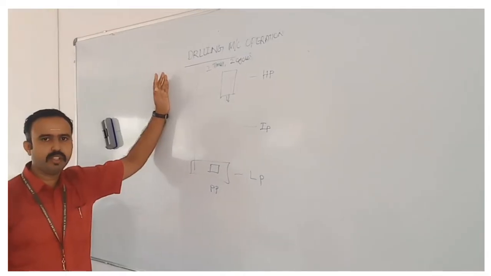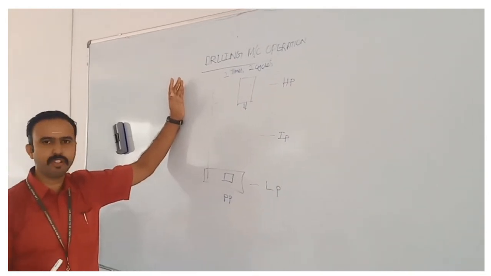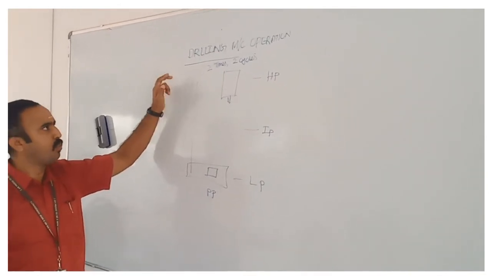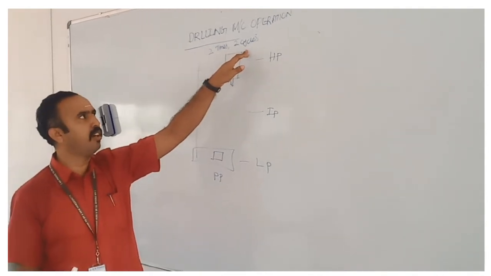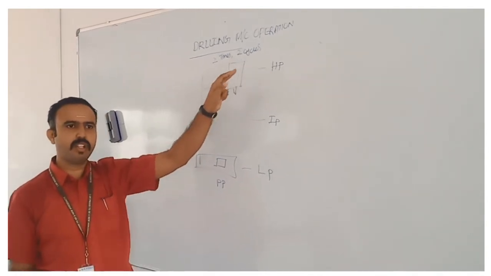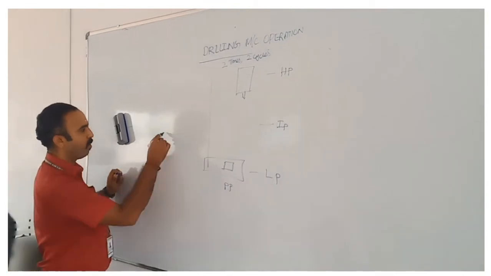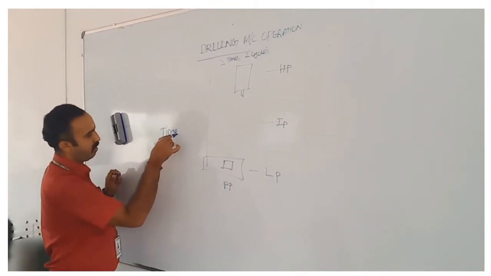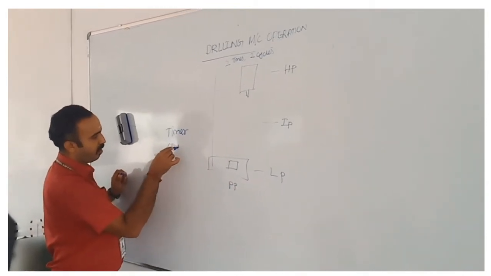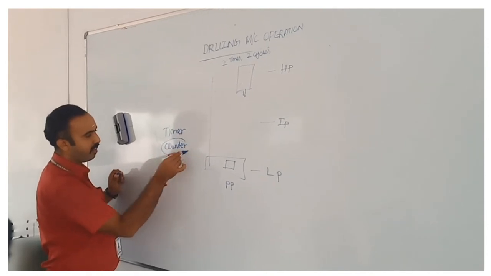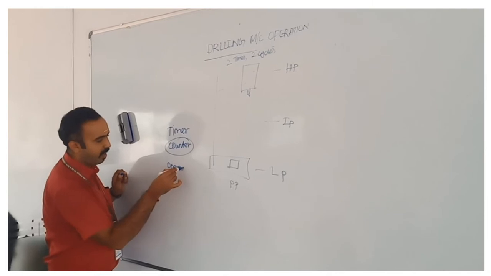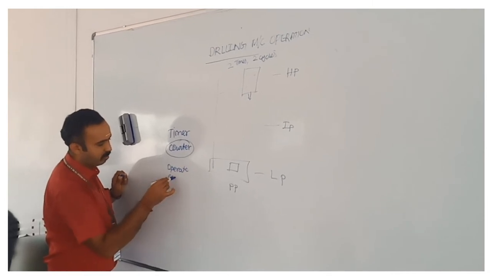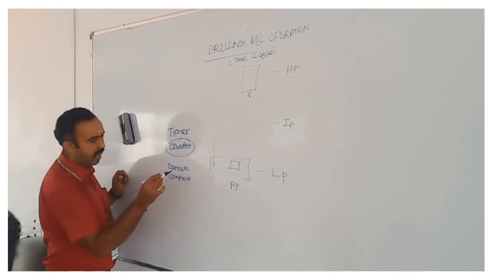So, introduction. Here we are going to see the drilling machine operation with drilling done twice, which can be done in 2 cycles. For that we are using 2 functional blocks. One is the timer, next one is the counter. The counter we are not using directly. Instead of that we are using the operate block and compare block. So this is our application.